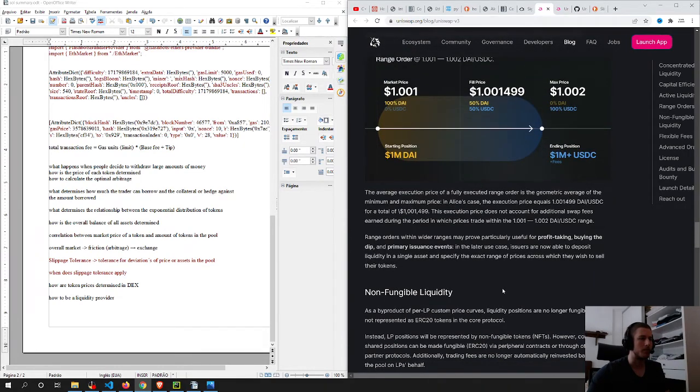The average execution price of a fully executed range order is the geometric average of the minimum and maximum price. In Alice's case, the execution price equals this for total price. This execution price does not account for additional swap fees earned during the period in which prices trade within this range. Range orders within wider ranges may prove particularly useful for profit taking and for primary issuance events. In the latter use case, issuers are now able to deposit liquidity in a single asset and specify the exact range of prices across which they wish to sell their tokens.